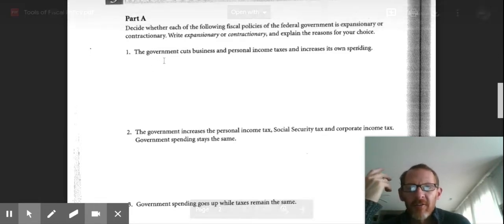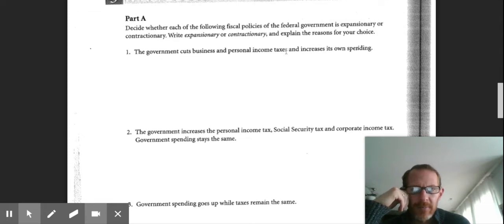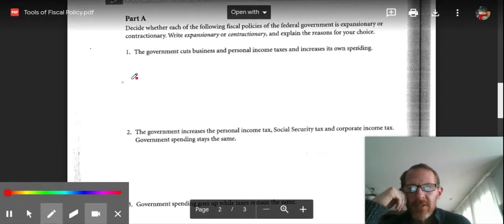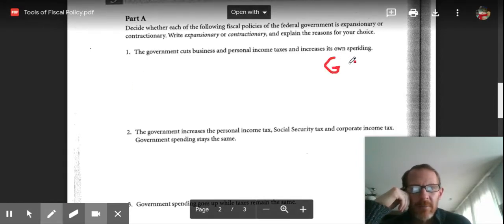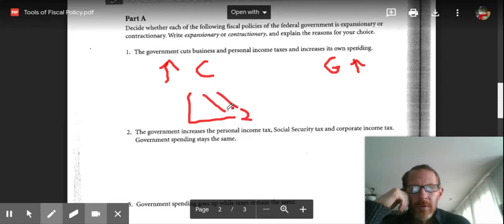So if the government cuts business taxes and personal income taxes and increases its own spending, what that means is that when it increases its own spending, that's going to make G go up, right? And if it cuts its taxes, that makes taxes go down, which is an increase in consumption. Both of these are part of aggregate demand. So if this was AD right here, aggregate demand would move to the right. So that would mean we have expansionary fiscal policy. Does that make sense?